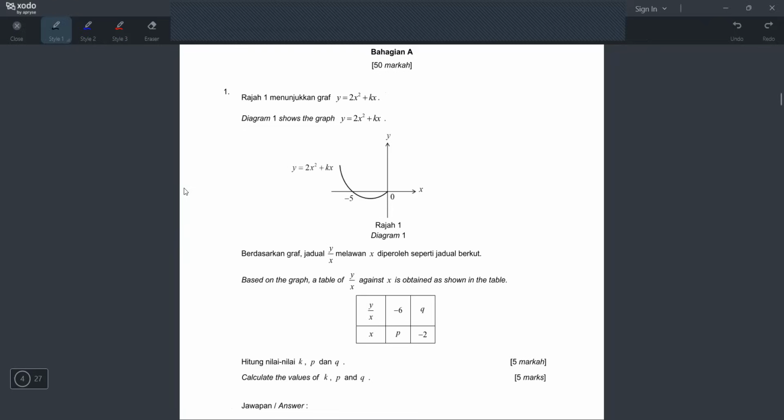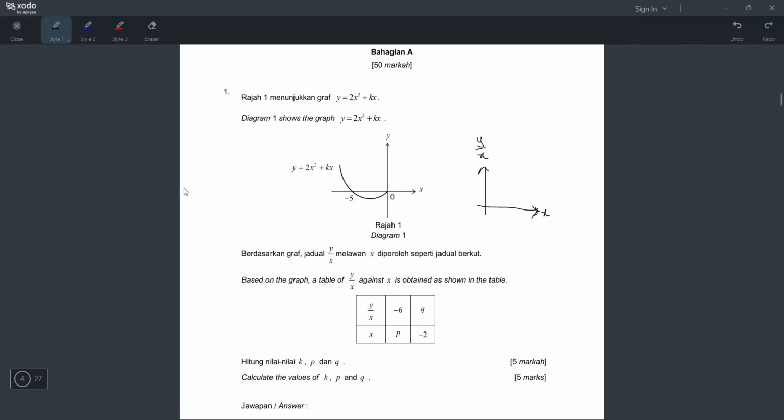And then it says, based on the graph, a table of y over x against x is obtained as shown in the table. So now the table is y over x against x. So definitely I have to draw a new one because I modify my axis, right? Because my y-axis now becomes y over x, and then my x-axis becomes x. So this is definitely a linear law chapter, right? Because the axes have changed from y against x, now it's y over x against x.